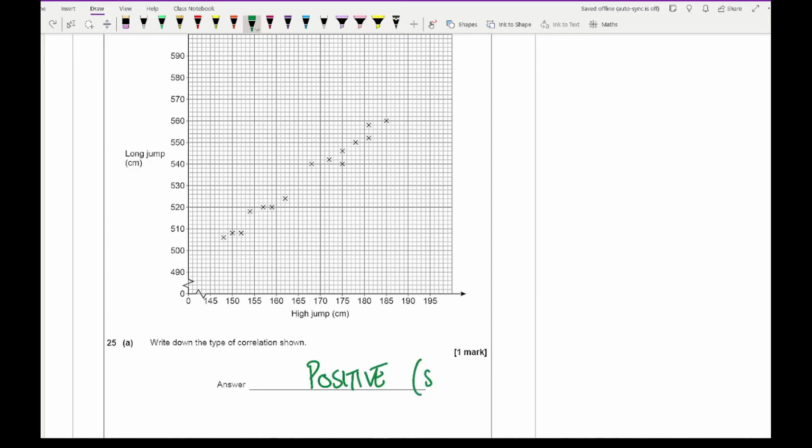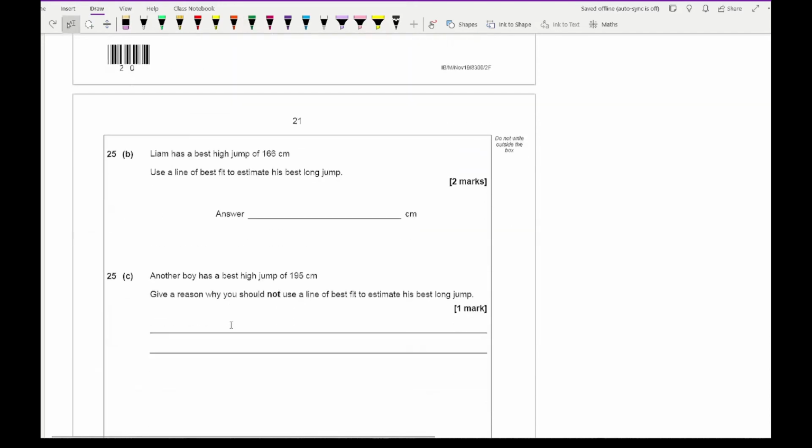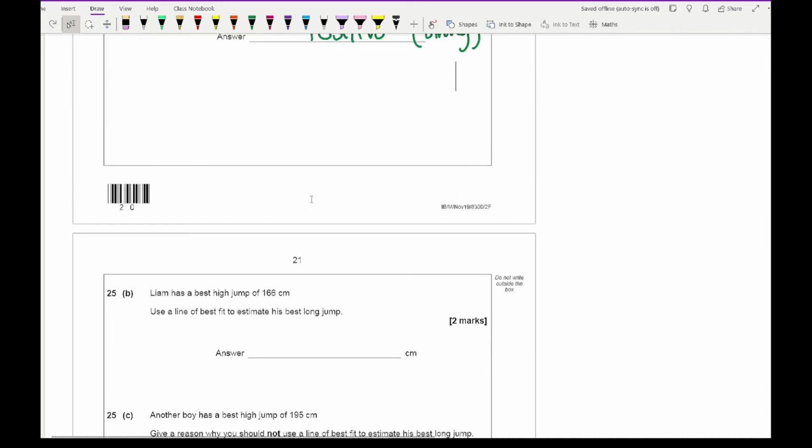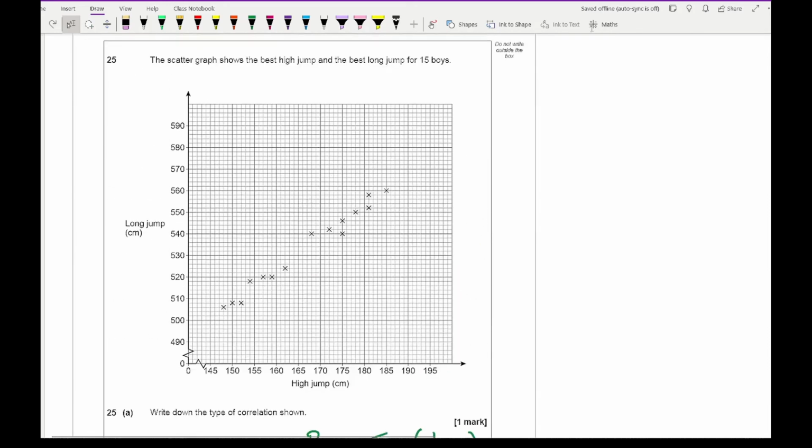Now if you did write strong, then that would be fine because it has got strong positive correlation, but it's not essential that you write strong. Positive is the one that we need. Question 25B says Liam has a best high jump of 166. Use the line of best fit to estimate the long jump. So what we need to do first is draw a line of best fit.